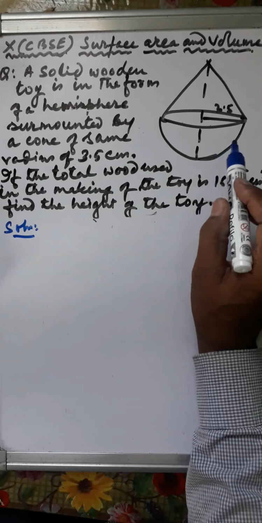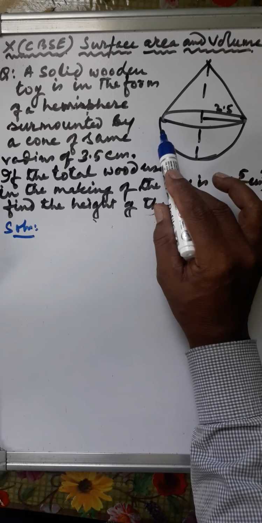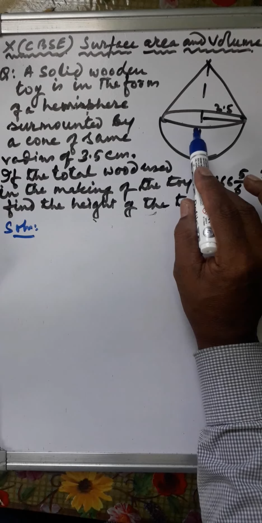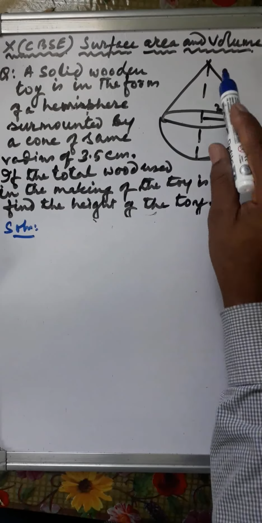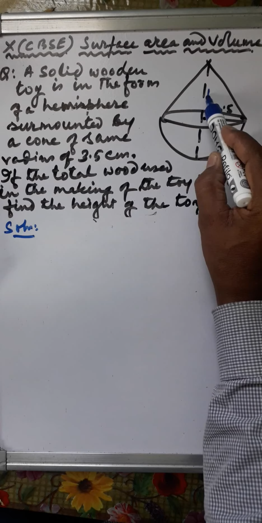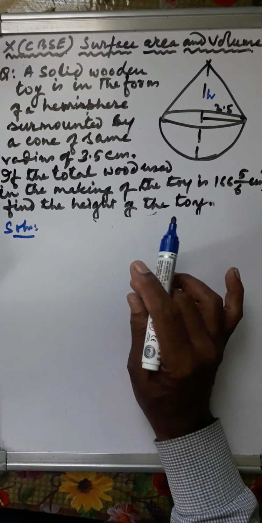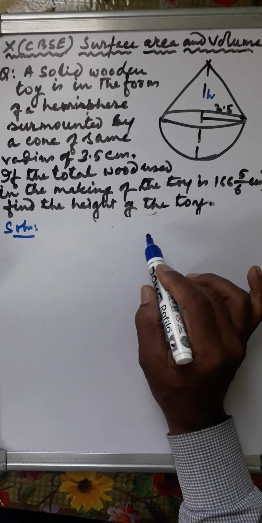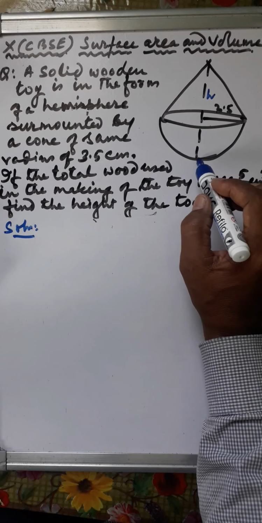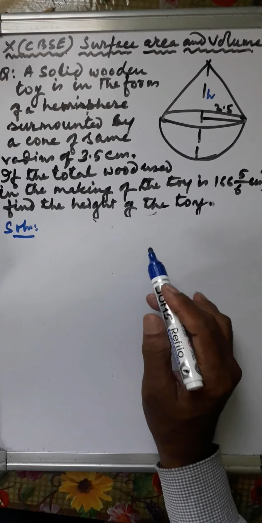Here we can see that the radius of the hemisphere is given, so we can easily find the volume of the hemisphere, and if we subtract the volume of the hemisphere from the total volume, you will get the volume of the cone. Now the volume of the cone is given and its radius is given, so suppose the height is h, and easily you can find the height of the cone. And if you add the radius of the hemisphere, also known as the height of the hemisphere, you will get the total height of the solid.